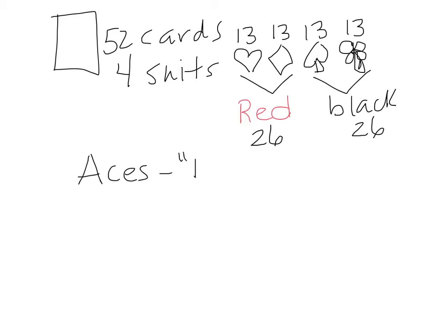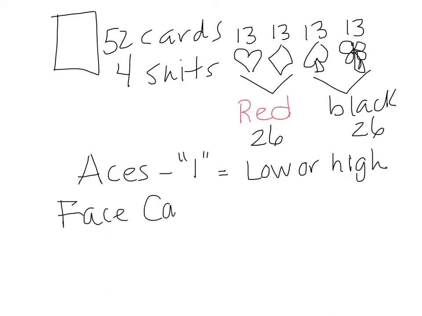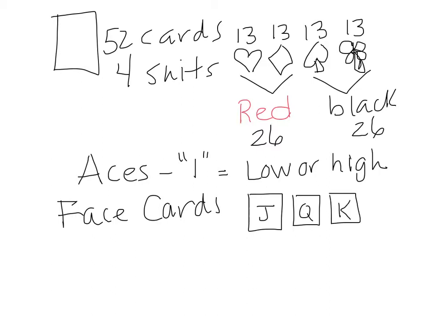Aces can be considered 1 or greater than a king, so it can be what we call low or high. Now, face cards are the cards that, when you physically look at them on a standard deck, have a face of a character on them. Face cards are Jack, Queen, and King. Aces do not have faces on them. So that gives you a little update just on the deck of cards.